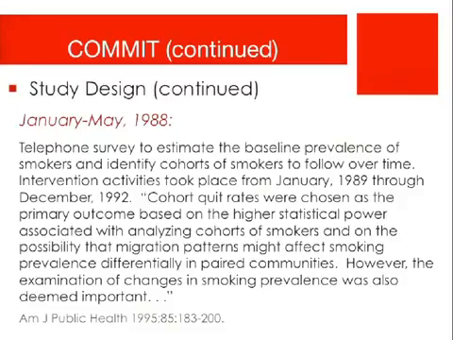So how did they do this? Well, they did telephone surveys to look at the baseline prevalence of smoking. They identified cohorts of smokers to follow over time within these communities. And then they calculated the quit rate. What proportion of smokers quit over time? Okay, that's the outcome they're interested in, people quitting smoking.